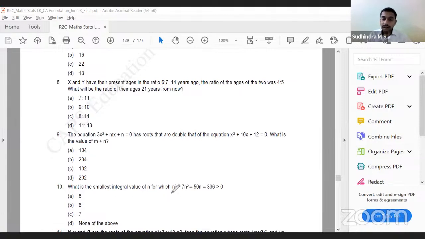If I substitute n as 8, 8 cube is 512, plus 7 times 64. What is 64 into 7? 448. Minus 50 into 8 is 400, minus 336. So 512 plus 448 minus 400 minus 336, we get 224. It is greater than 0, satisfies.